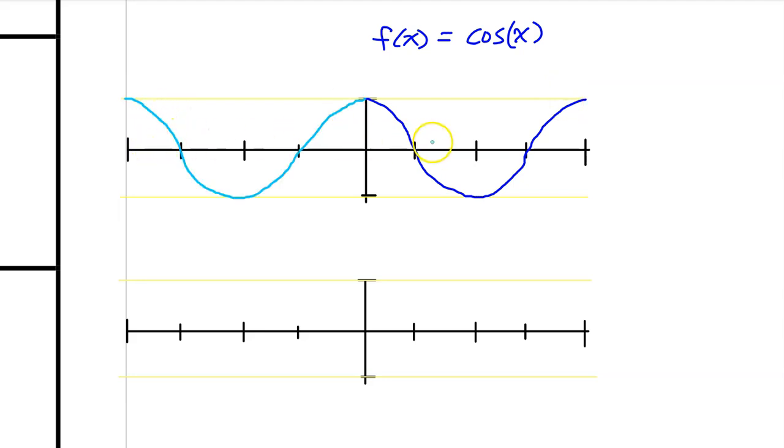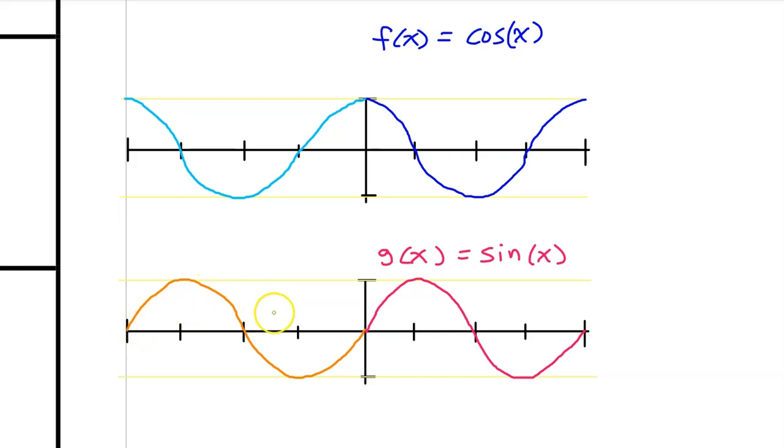Here's 2 periods of the cosine function. We've memorized that one period of the sine function looks like this. And here are 2 periods of the sine function. Notice how similar these 2 functions look. What kind of transformation to the cosine function would turn it into the sine function?